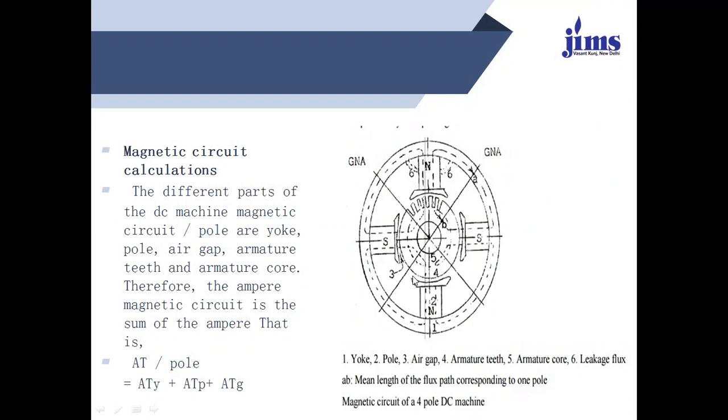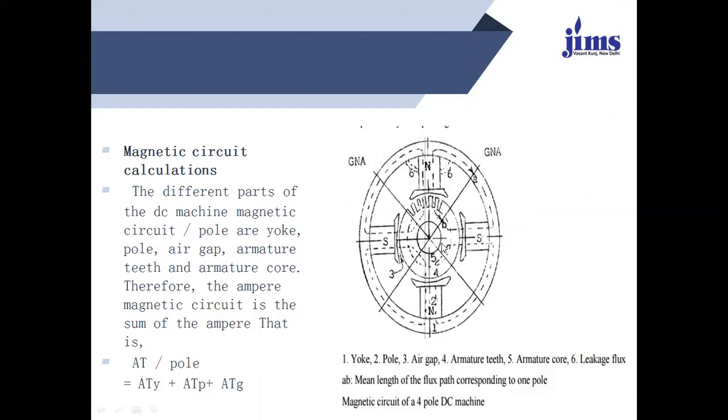Then there is the air gap. The air gap is in between the poles and the rotor part. The rotor is this one, and the gap between the stator poles and the rotor is called the air gap. Number four is indicated as the armature teeth. Then the armature core, this part will be the armature core of the machine.